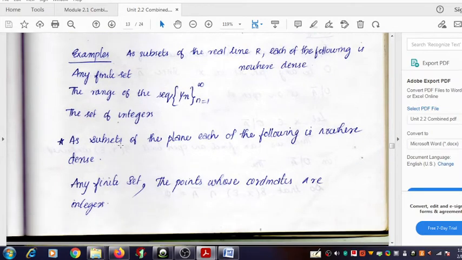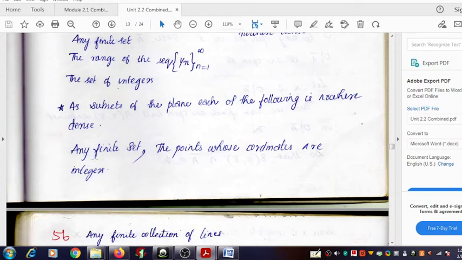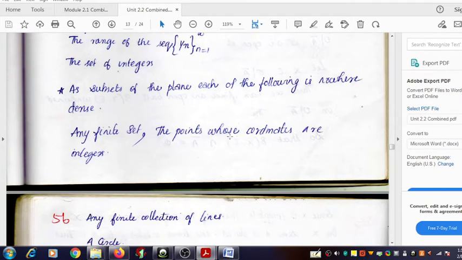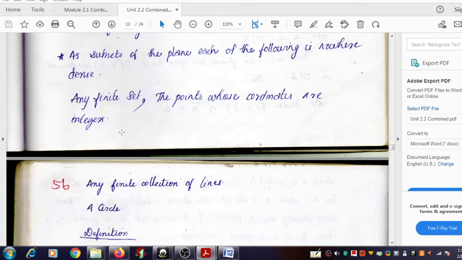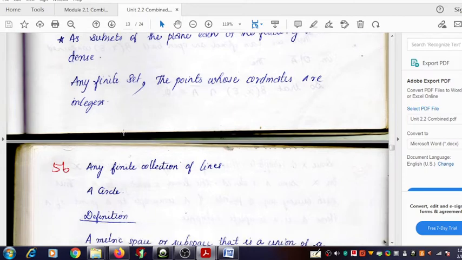And then, let's consider the plane, R2. In the plane, every finite subset of the plane is also nowhere dense. Consider all the points whose x and y coordinates are integers. That means lattice points. We take the lattice points on the plane. The set of all those points and its subsets are nowhere dense.